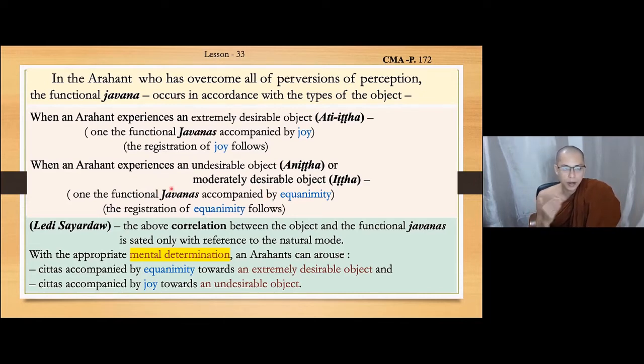This shows that in the mind of the Arahat who does not have the perversion of perception, sanya vipalasa, the types of consciousness and feeling are not governed by the object. For those who have the perversion of perception, sanya vipalasa, puthujana and sekha, the feelings are governed by the object, so pleasurable, desirable or undesirable, and extremely desirable in that way. But the other explanation by Venerable Lady Sayadaw was already explained in lesson 33.